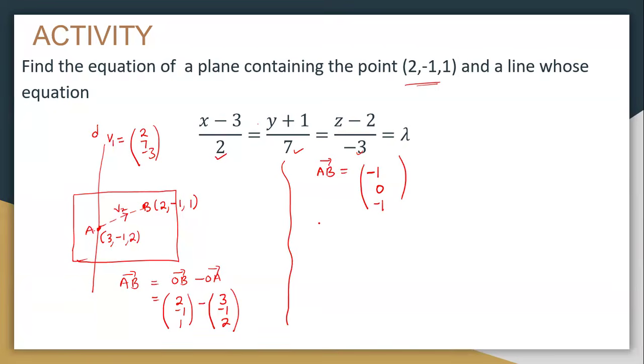So in order for us to get the normal, it is going to be given by vector 1 cross vector 2. So here we shall have our normal as i, j, and k. Our first vector is 2, 7, and -3. And our second vector is -1, 0, and -1. Now, may I ask everyone to first find the normal vector, and post your answer in the chat.